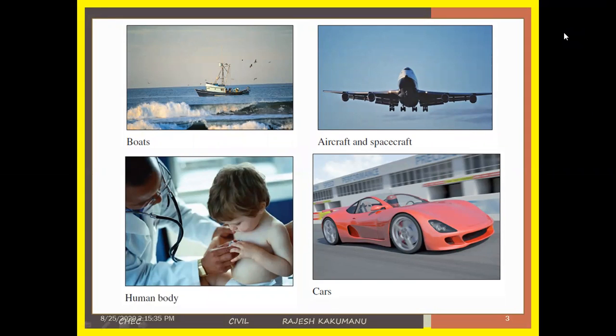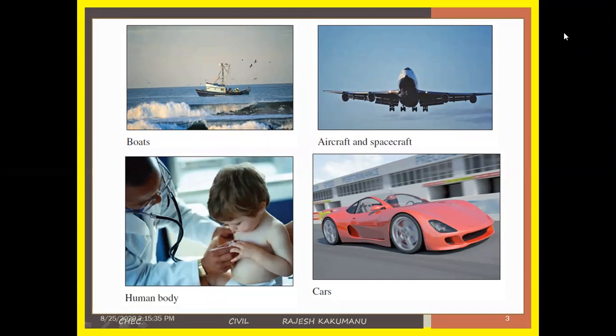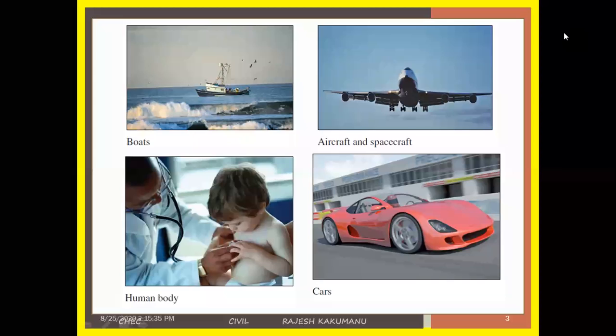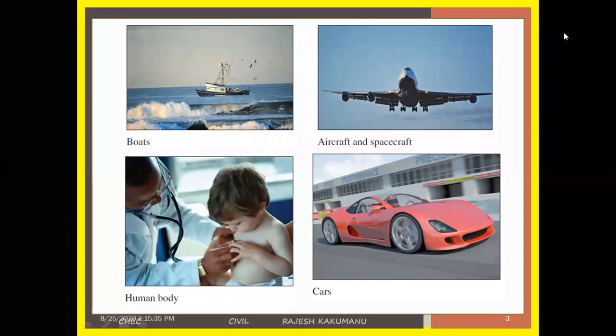Human body. In the human body also we are using the concept of fluid mechanics, for diagnostics or some sort of dialysis, or the human body itself acting as a fluid system: how the blood is flowing, how the oxygen is flowing, how the water is flowing inside the body. We can see all these concepts in the human body.